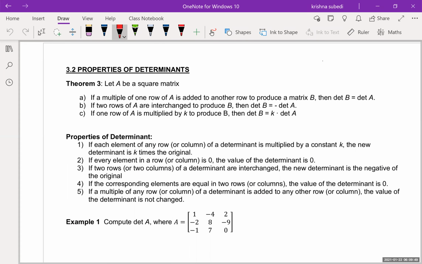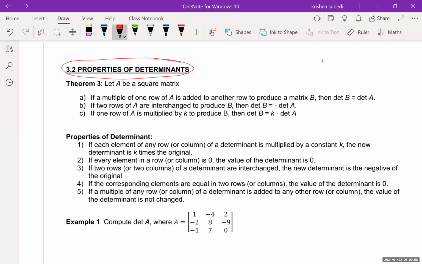Okay, section 3.2. So our focus will be on properties of determinant today. Okay, properties of determinant. Here is theorem number 3 from this chapter. Let A be a square matrix.